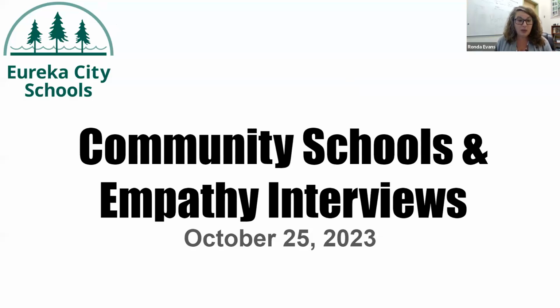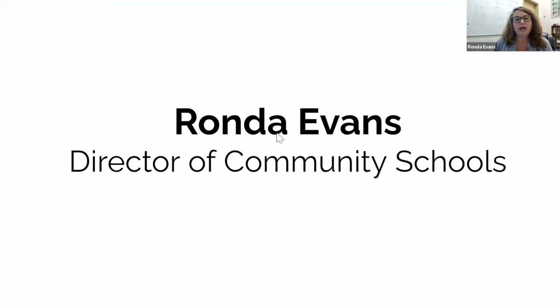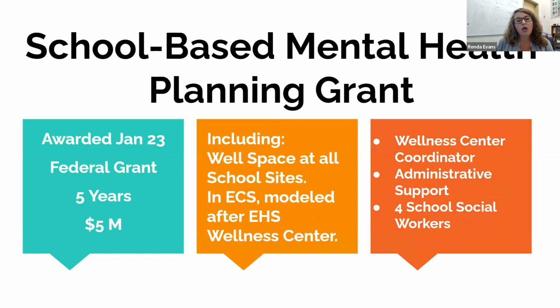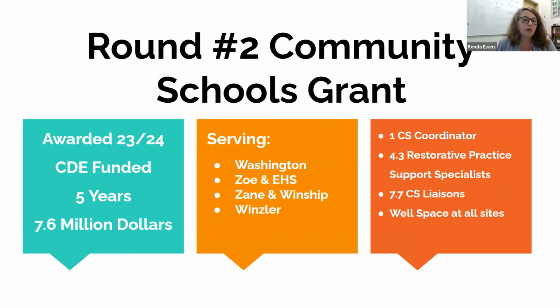We met in New York 2 weeks ago, and you asked me to share about community schools and what we're doing here in Eureka. So I'd like to just share out how we're dealing with increasing our family and community engagement. So our round 1 of community schools was awarded in 22-23. We had 3 elementary schools with myself, a BCBA, community schools teachers, and restorative practices support specialists. We combined with some school-based mental health planning grants. We received round 2 of a community schools grant. So we grew from 3 schools to 8 schools with our new round of implementation. So we have 2 implementation grants.